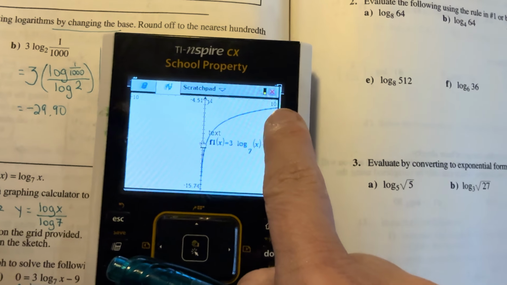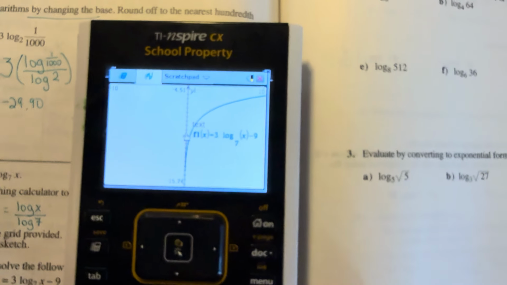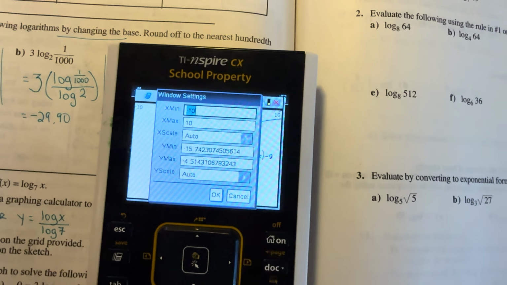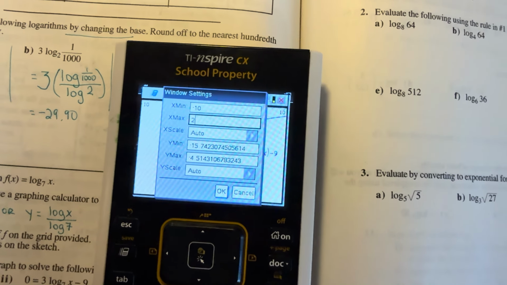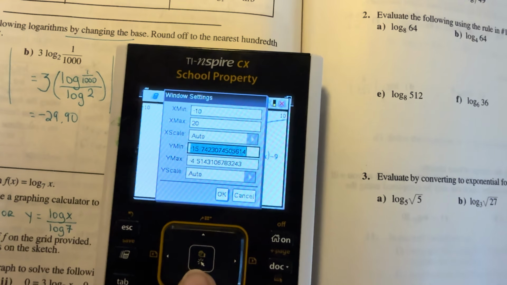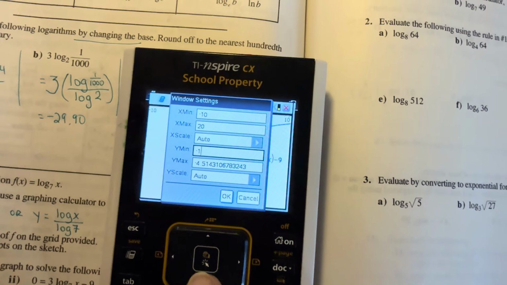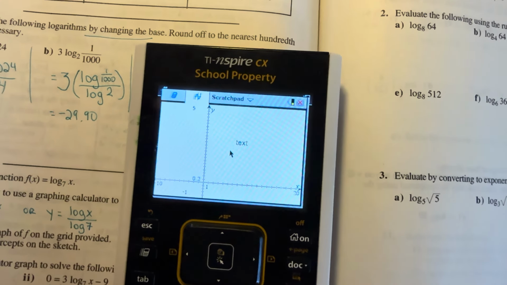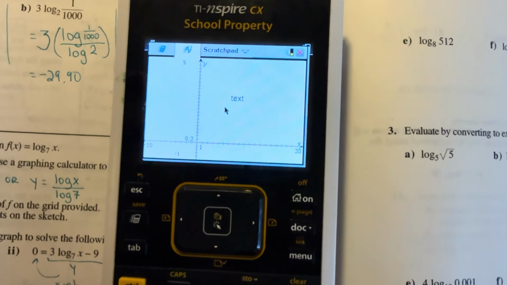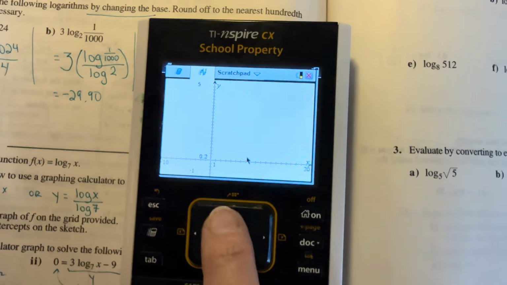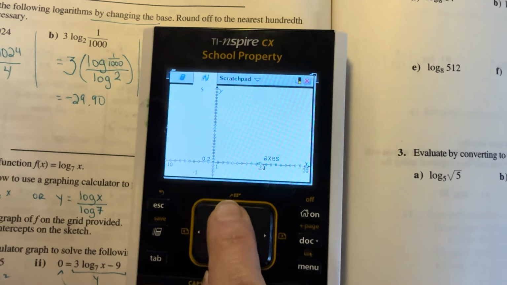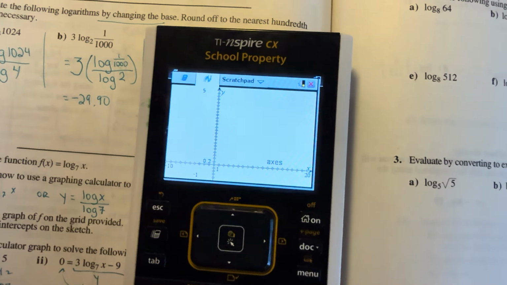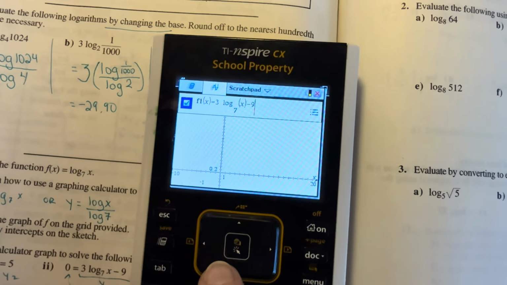Yeah, that's kind of weird. So it's all the way over there, and see, it's at 10 right here, so I'm going to expand it to like 20. So menu, windows, window settings. I'm going to make my X max 20. And then my Y min, I don't need to be -5, I'm just going to make it -1. And then my Y max, I'm going to make 5. Okay. And then I should see, where's my graph? Isn't it still in there? Menu 3, 1. Okay, there it is.